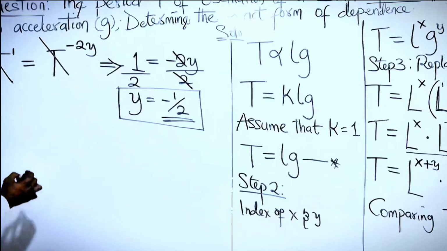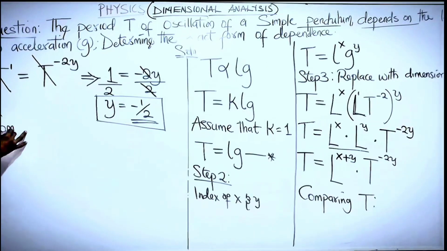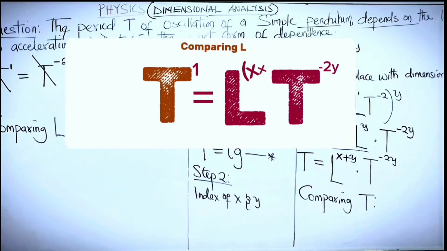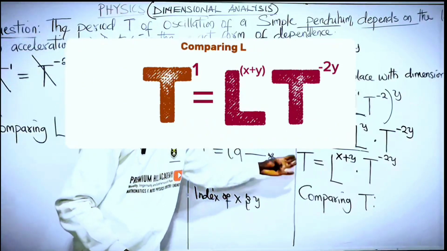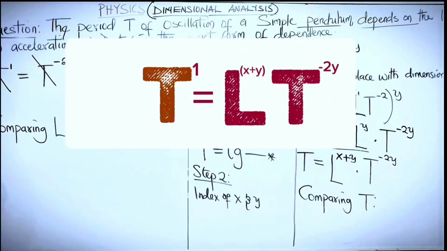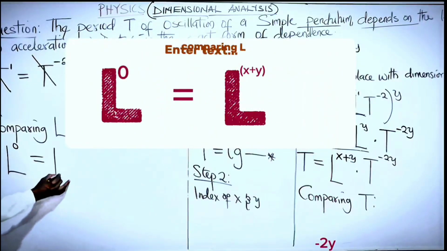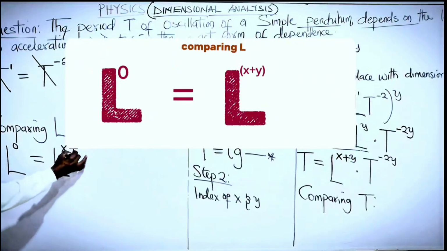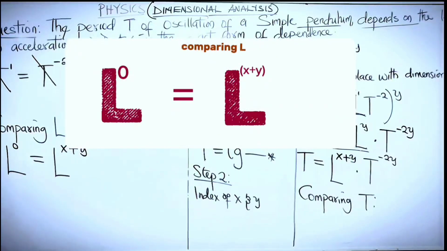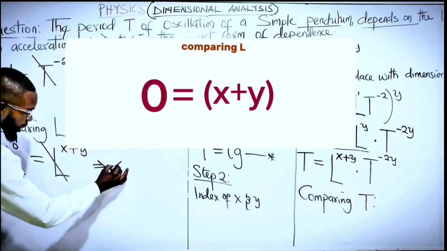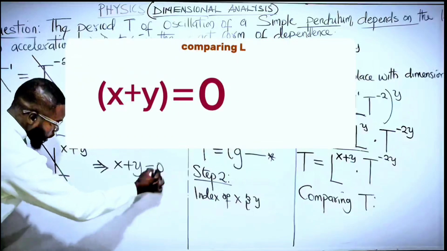Next, let's compare L. So comparing L, what do we have? Do we have L at the left hand side? No. So to invoke L, I can say for the left hand side, let L be raised to power 0, right? Because anything raised to power 0 is just 1. So I'm revoking L. Is equal to, at the right hand side, I have L is equal to what? X plus y. Since I have both L, I will cancel both of them, right? Giving me for their index that x plus y is equal to 0.